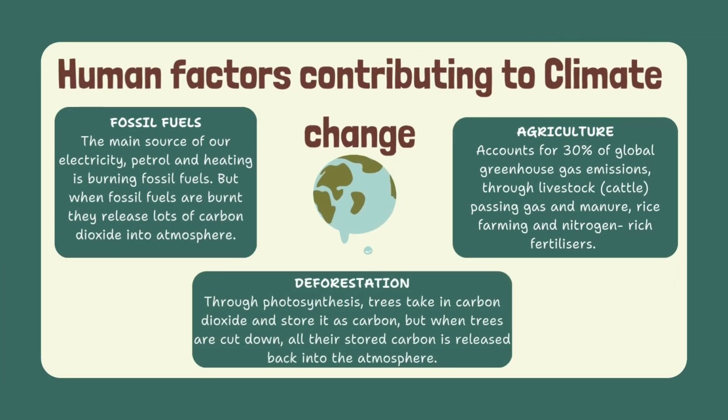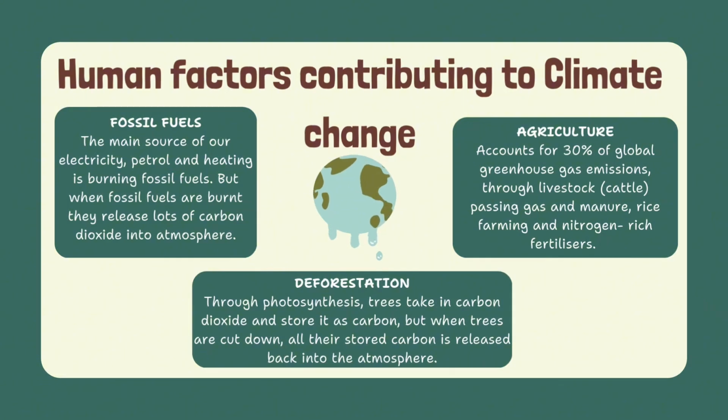On the other hand, the human factors are fossil fuels. The main source of our electricity, petrol, and heating is burning fossil fuels. When fossil fuels are burnt, they release lots of carbon dioxide into the atmosphere. Next, deforestation. Through photosynthesis, trees take in carbon dioxide and store it as carbon. But when trees are cut down, all their stored carbon is released back into the atmosphere.